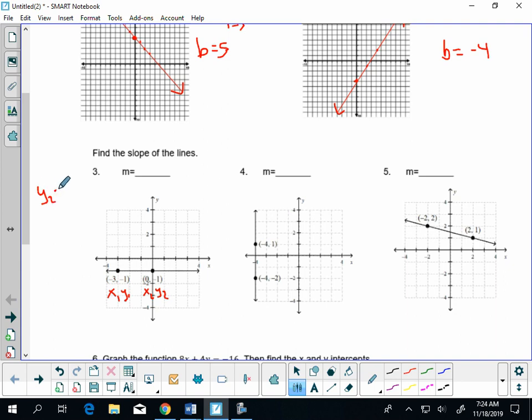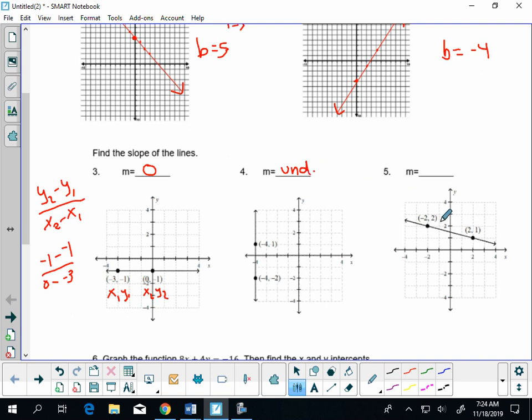y2 minus y1 over x2 minus x1. Well, in this case, it's going to be negative 1 minus negative 1 over 0 minus negative 3. I get 0 over 3. 0 divided by anything is 0. I also knew that because it's a horizontal line. Horizontal lines always have a slope of 0. On this one, it's a vertical line. Vertical lines are always undefined.